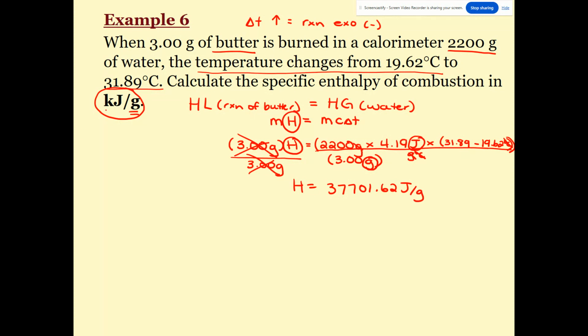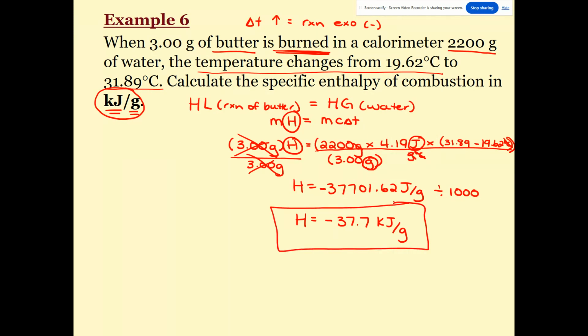It is asking for kilojoules per gram, so I'm going to divide it by 1,000, and because it's exothermic, put a negative. You'll see that most reactions are exothermic, especially if they're combustion reactions. This is another, not a hydrocarbon combustion, but it's a burning substance. So usually when you burn something, when you neutralize acids and bases, they're exothermic, they're releasing energy. So if I divide that by 1,000 and put the negative in front of it, my answer for H, which again is in kilojoules per gram, is negative 37.7 kilojoules per gram, not per mole.